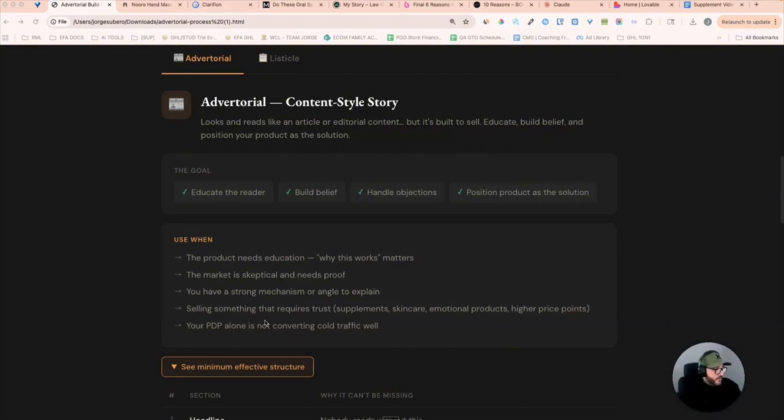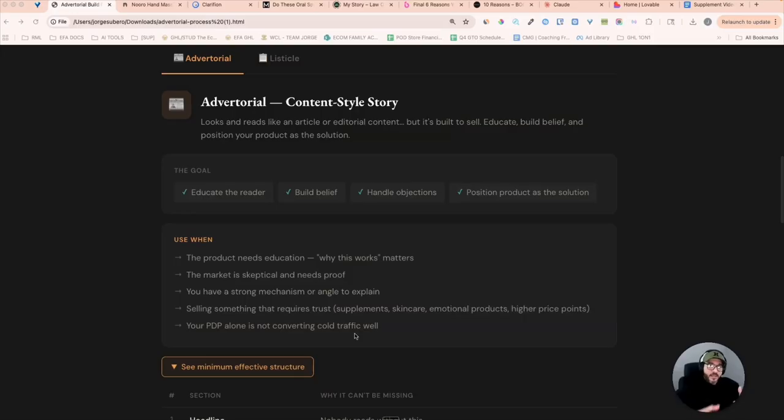Another case is selling something that requires trust. Maybe it's a new product, and your product page alone is not converting to cold traffic. This tends to happen when we run campaigns and start running ads directly to the product page, and we see that it's not working. You may have a supplement that is well studied, you did your research, you did everything, and then you find that it's not converting.